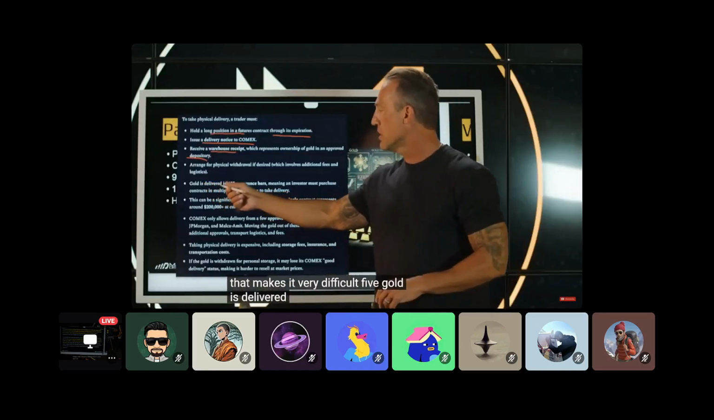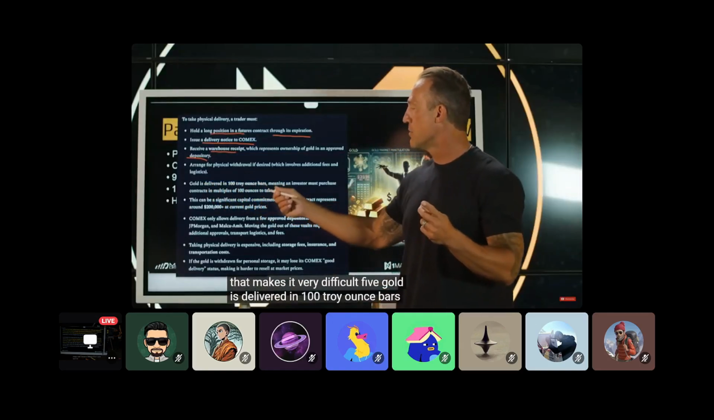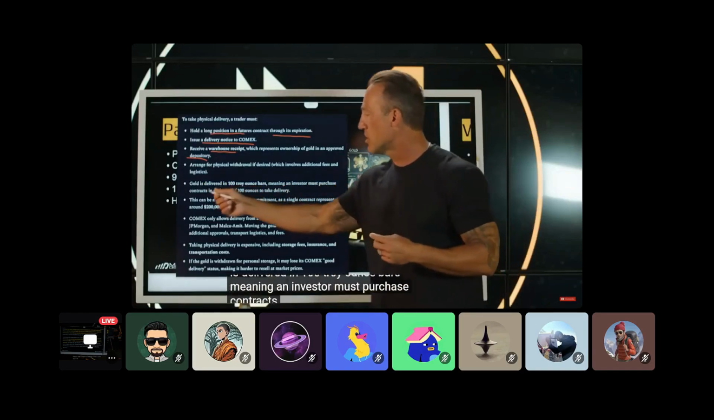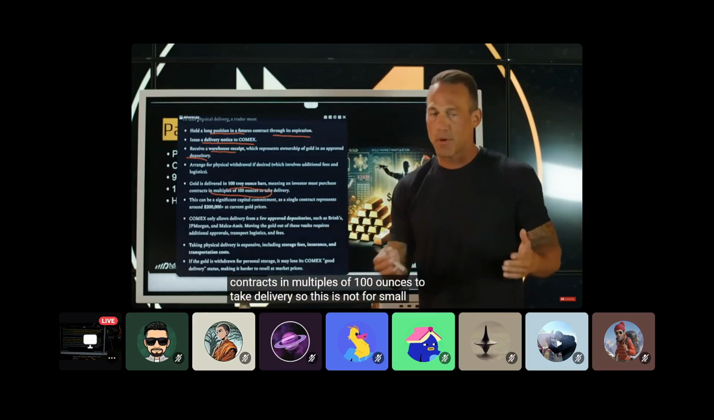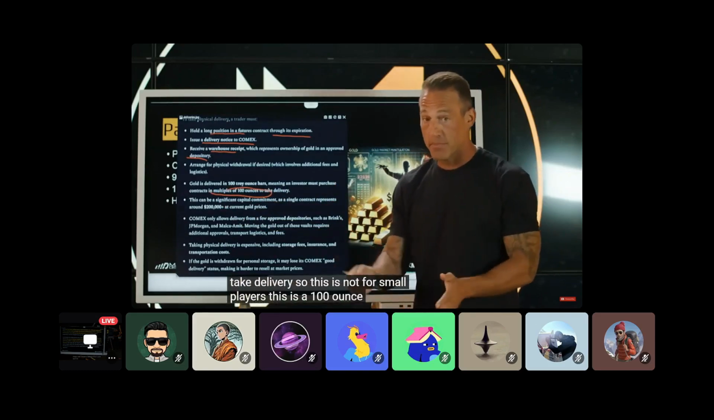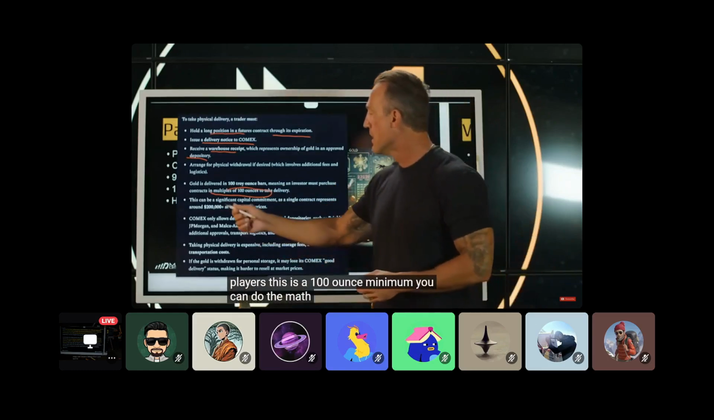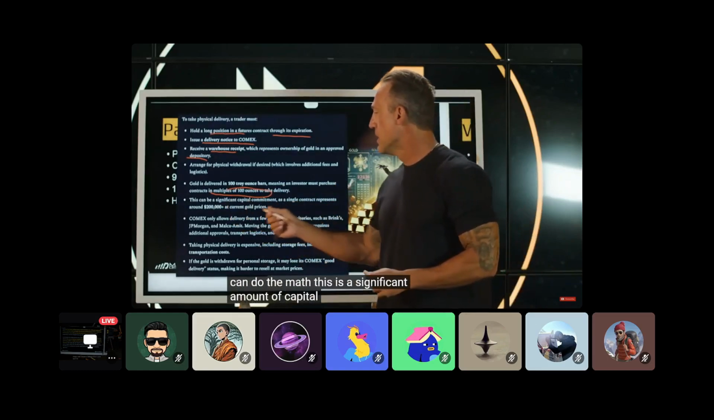5, gold is delivered in 100 troy ounce bars, meaning an investor must purchase contracts in multiples of 100 ounces to take delivery. So this is not for small players. This is a 100 ounce minimum. You can do the math. This is a significant amount of capital.